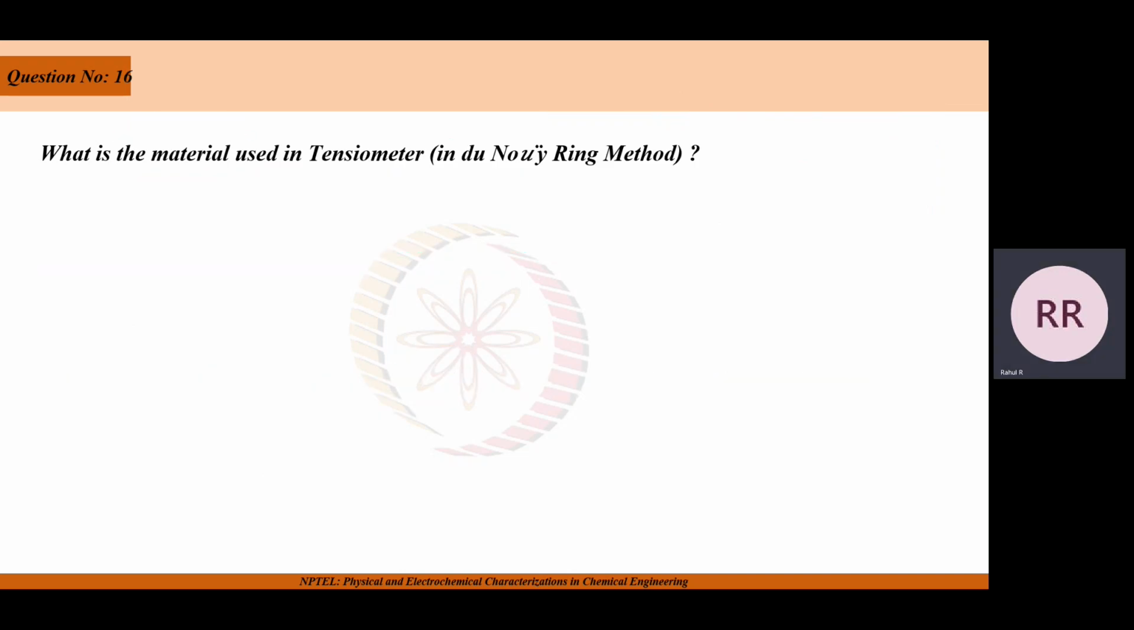Now let us go to the next question. What is the material used in a tensiometer in the du Noüy ring method? In the du Noüy ring method, we generally use a tensiometer. What is generally the material that is used in a tensiometer? Let me give you a few seconds to think about the answer, then we will discuss the answer with you.